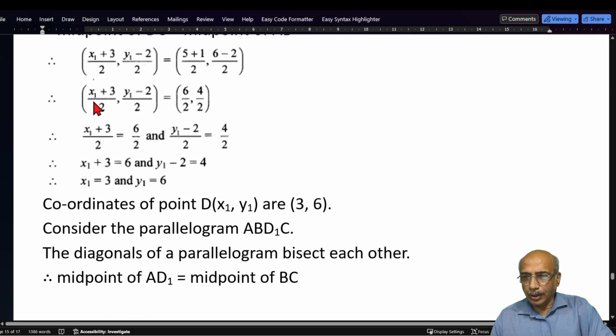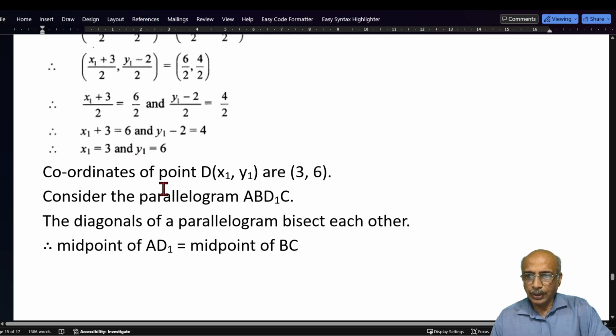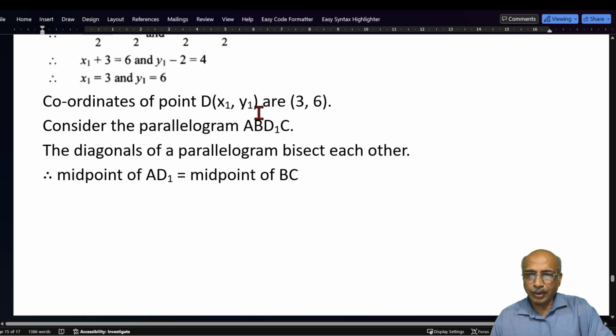So here (x1 plus 3) upon 2 equals 6 by 2, that is 3. The denominator 2 will get cancelled. Here also the denominator 2 will get cancelled. So here x1 plus 3 equals 6. y1 minus 2 equals 4 because the denominator 2 got cancelled. So x1 equals 3 and y1 equals 6. Coordinates of point D, x1, y1 are 3 and 6.